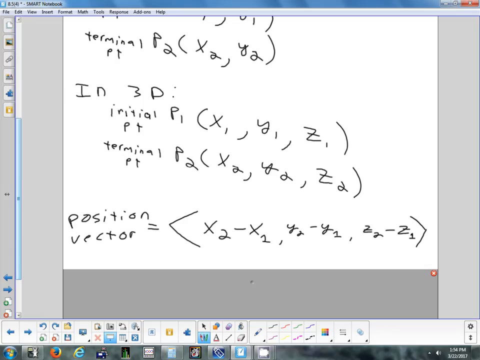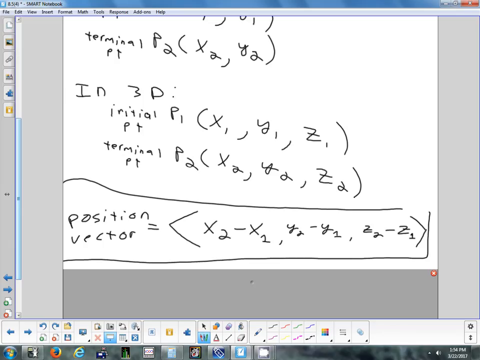Okay, so if I was going to put a formula on the reference sheet for the test, this is the one that I would put. And then if there was a problem on the test that was about 2D, I would just cross the z's out and not use them. Okay, pretend like they're zeros.